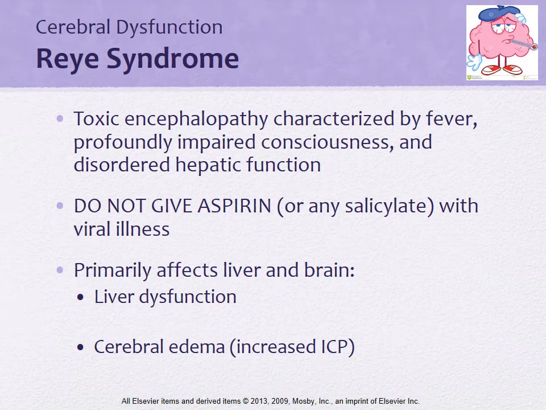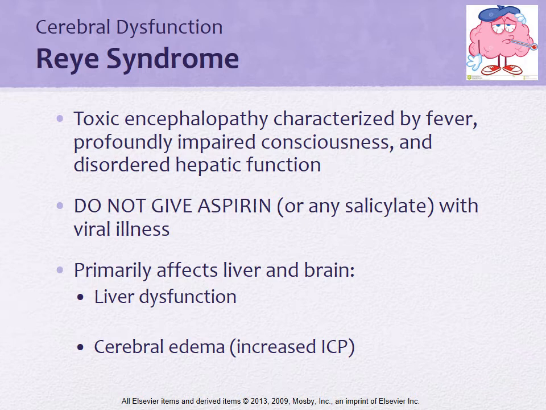Next, we have Reye or Ray syndrome, however you would like to pronounce it. We talked about this previously, but just to touch on it again, it's a toxic encephalopathy characterized by fever, profoundly impaired consciousness, and disordered hepatic function. We know the biggest risk for getting this is any salicylate or drugs with salicylate in it. So do not give aspirin, which is the one most commonly known.